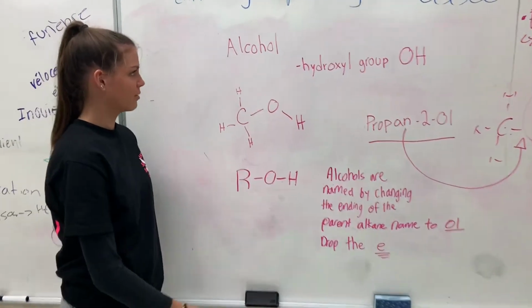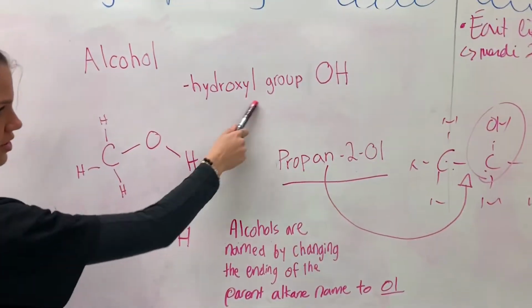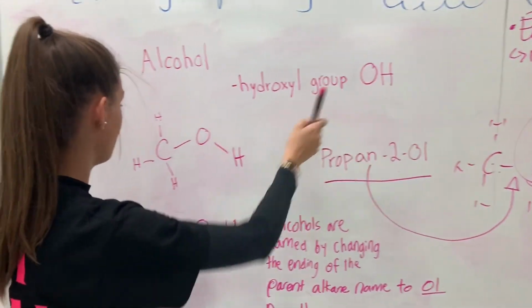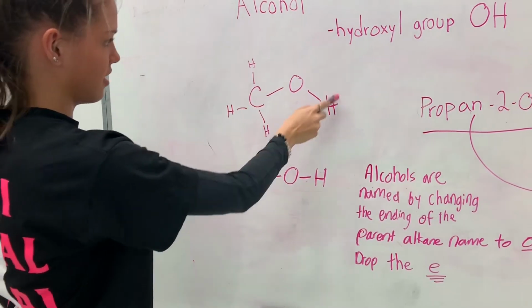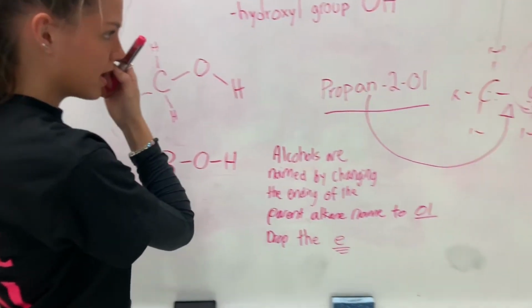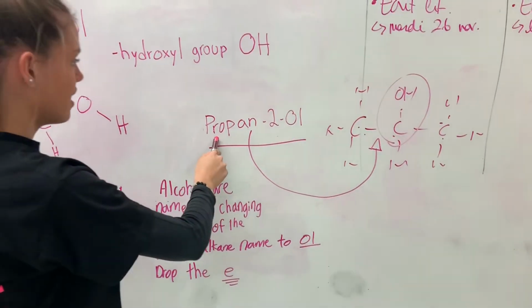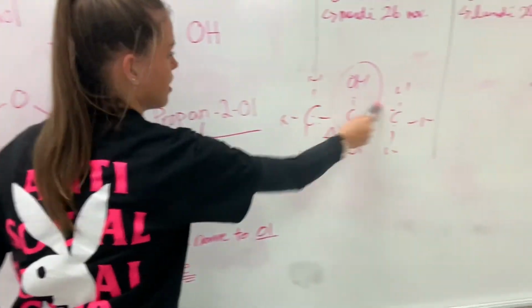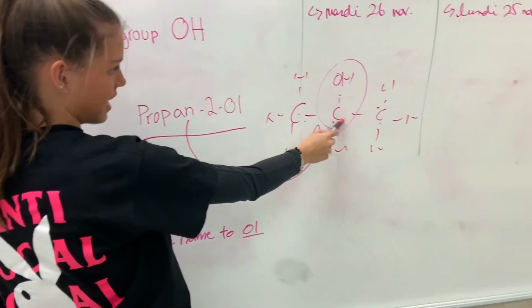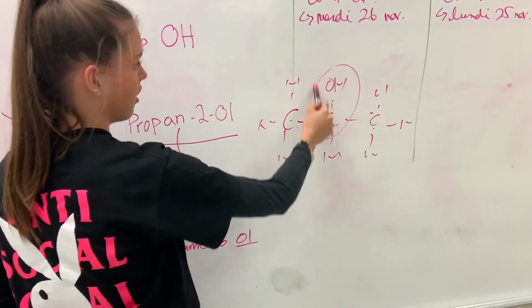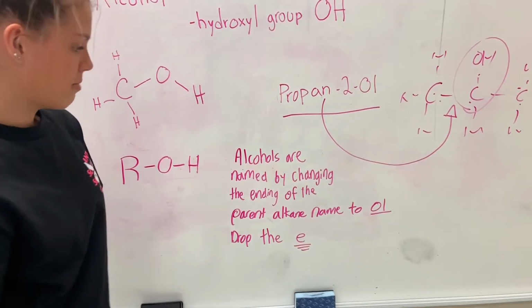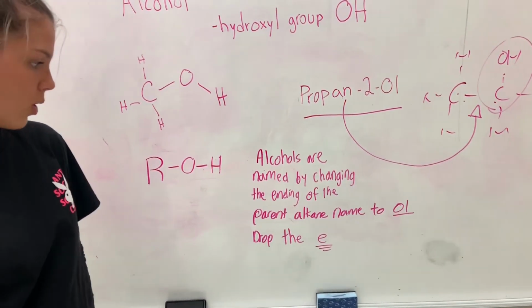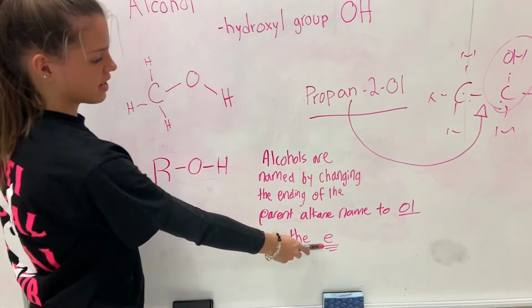So next we're going to talk about alcohols. They have the hydroxyl group, OH, and here's a chemical structure, and this is the alcohol. Next we're going to talk about the naming. Propan, which is 3 right here, the 2 is on the second carbon, and the ol would be the alcohol right here. Alcohols are named by changing the ending of the parent alkane name to ol, so just drop the e.